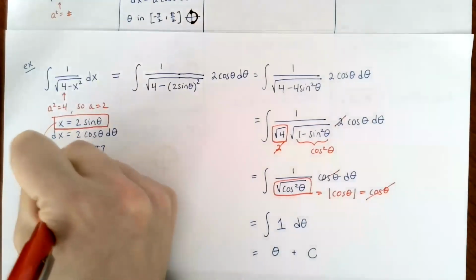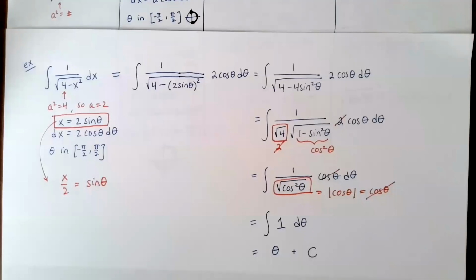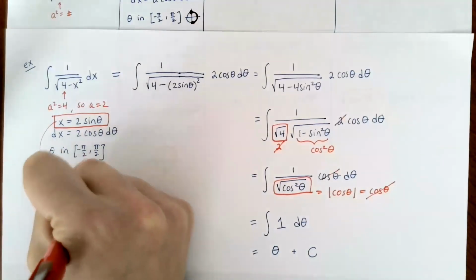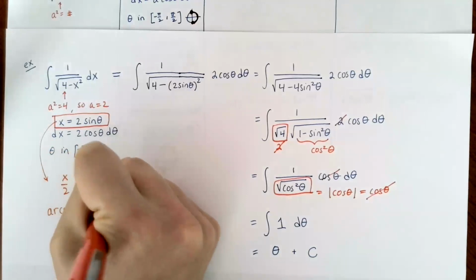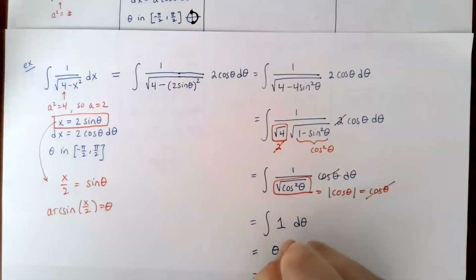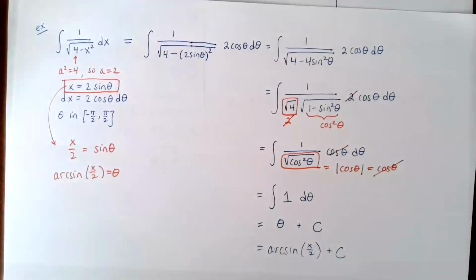I'll divide both sides by 2. And then to undo this, I will arc sine both sides, or inverse sine both sides. So arc sine of x over 2 equals theta. And that's what I'm going to put in this spot over here for my final answer. Arc sine of x over 2 plus c. That's my final answer for this indefinite integral.